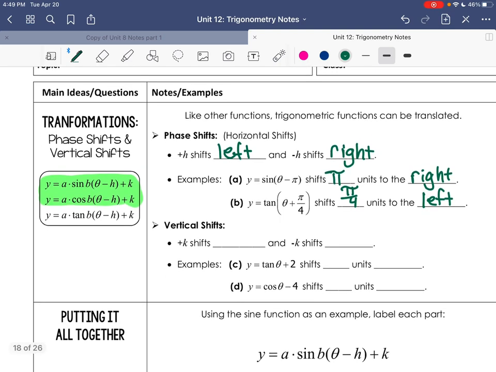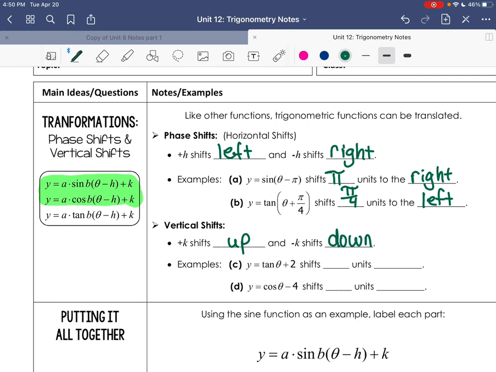Vertical shifts, remember this time the plus actually means plus and the minus actually means minus. So h is always opposite and k is always normal. So if you have plus k shifts, then you're going to move the whole graph up. If you have minus k shifts, you're going to move the whole thing down. So an example of that is the plus or the minus is outside of the parentheses. So notice with the h, it's in the parentheses. It's part of what you're taking the sine or the cosine of.